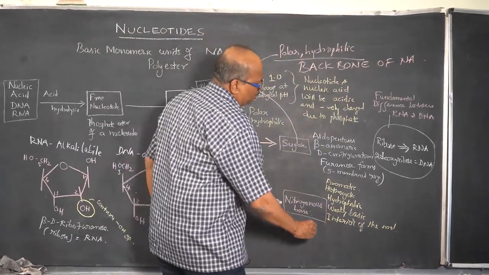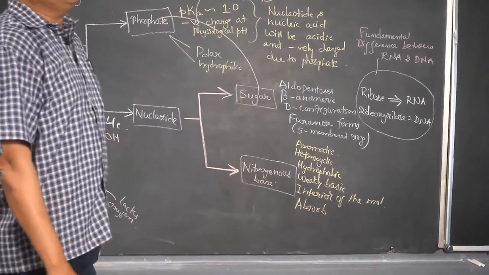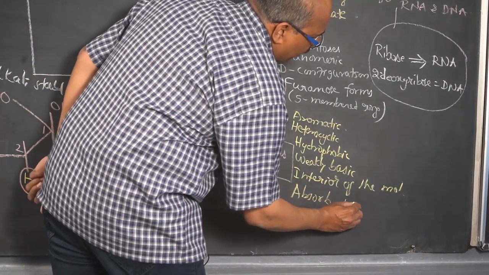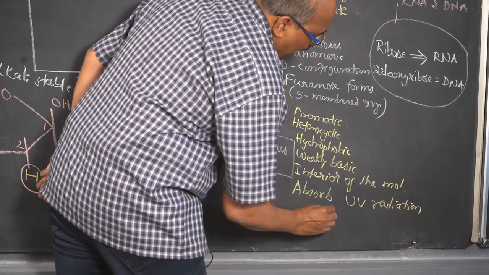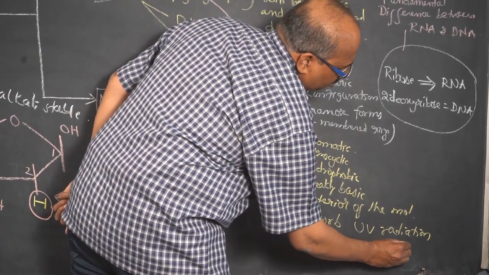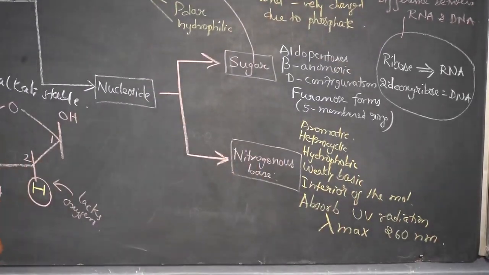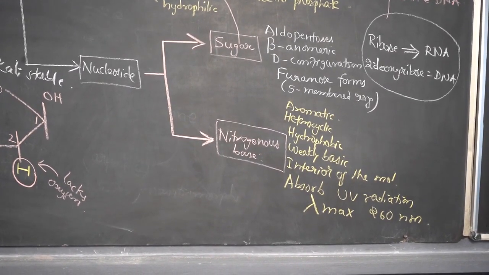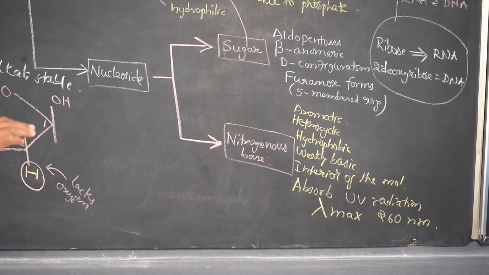They absorb UV radiation; this is an aromatic property. All aromatic compounds have the ability to absorb UV radiation, having maximum absorption wavelength as 260 nanometers. So nitrogenous bases have lambda max 260, aromatic amino acids have lambda max 280.